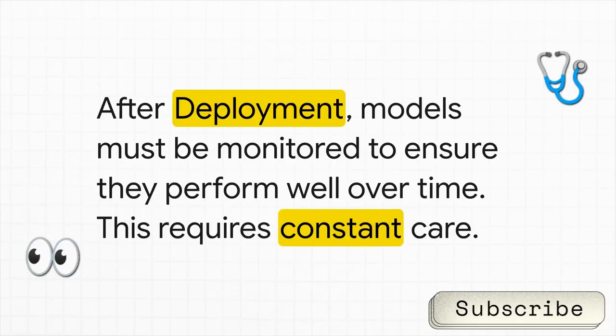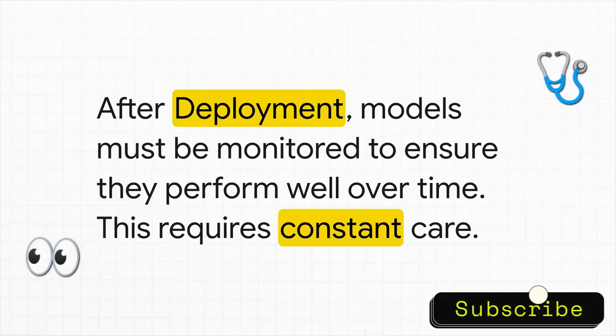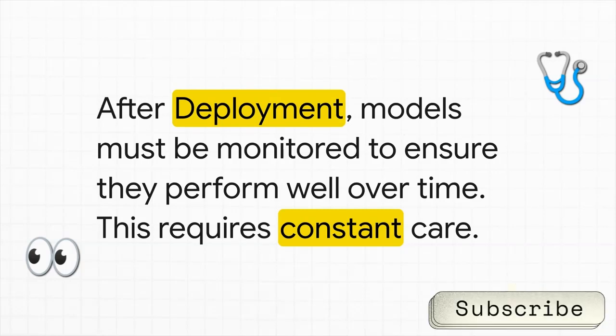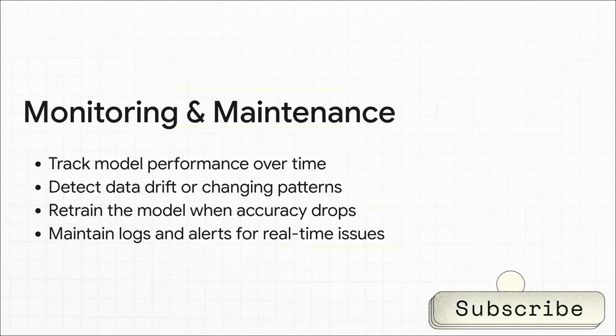But, and this is so important, the journey does not end when you go live. A model out in the wild is like a living thing. It needs to be watched and cared for constantly. And that's where monitoring and maintenance come in. We track its performance to catch any dips in accuracy. We look for something called data drift, which is just a fancy way of saying that the world changes, and the new data the model sees looks different from the data it was trained on. And when that happens, the model needs to be retrained to stay relevant and accurate.